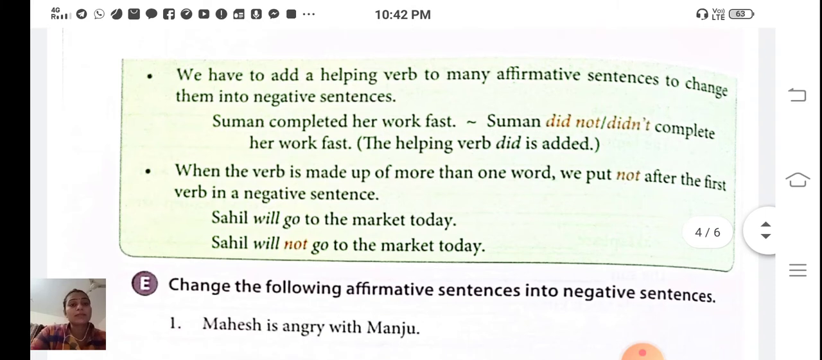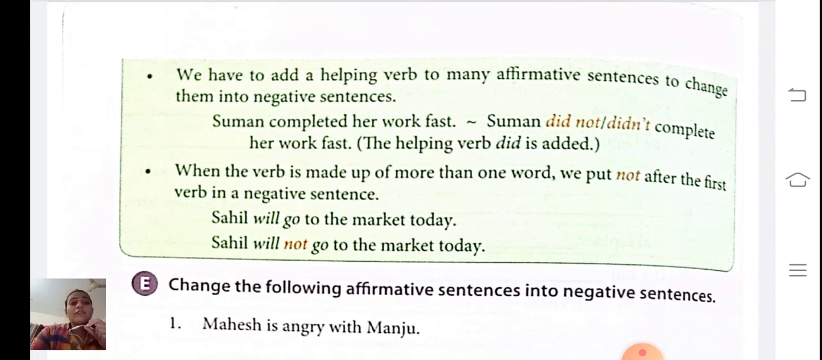Let's see one example. Suman completed her work fast. Completed means it is a past tense sentence. So what do we have to use? We have to use the helping verb did. Suman did not complete her work. Whenever we use did, we have to put the root form of the action verb. Did is a helping verb and complete is an action verb. So we have to use the root form of the verb. Suman did not complete. Completed converts into complete. Suman did not complete her work fast.